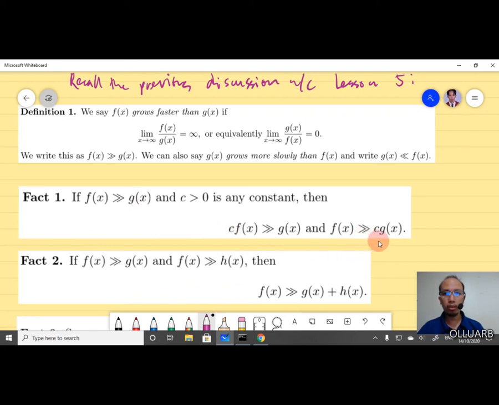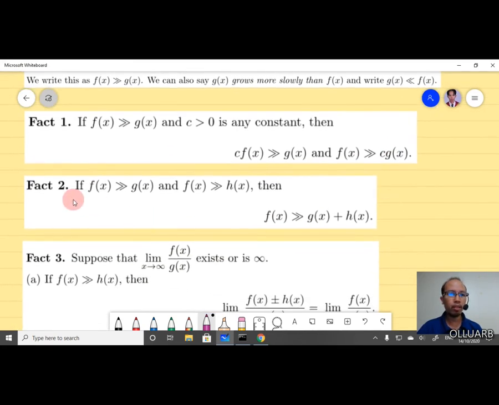Okay, and what is significant here is that in this notation, this property says that if you multiply again by c the one that is slower, it doesn't matter. f of x is also faster than c times g of x.